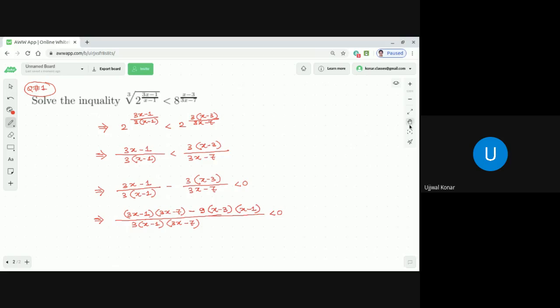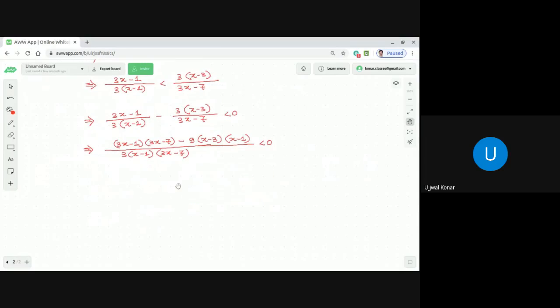Now you need to just simplify. I'm not spending time on simplification so that we can save time and utilize it elsewhere. If you simplify, dear students, you are going to get (x minus 5/3) in the numerator, divided by (x minus 1) into (x minus 7/3). Correct? That is less than 0.